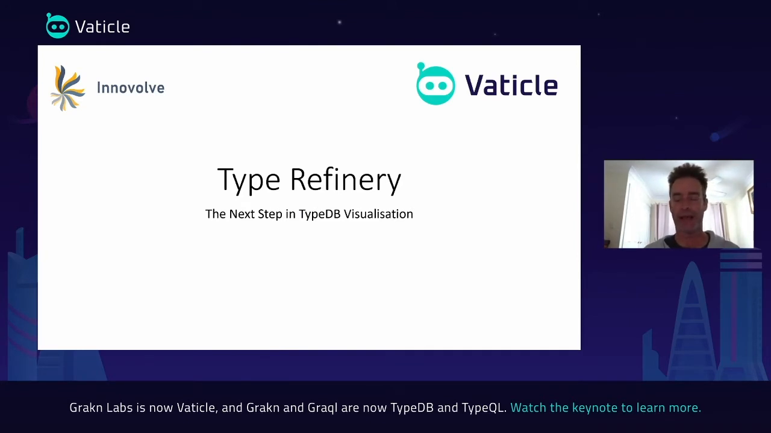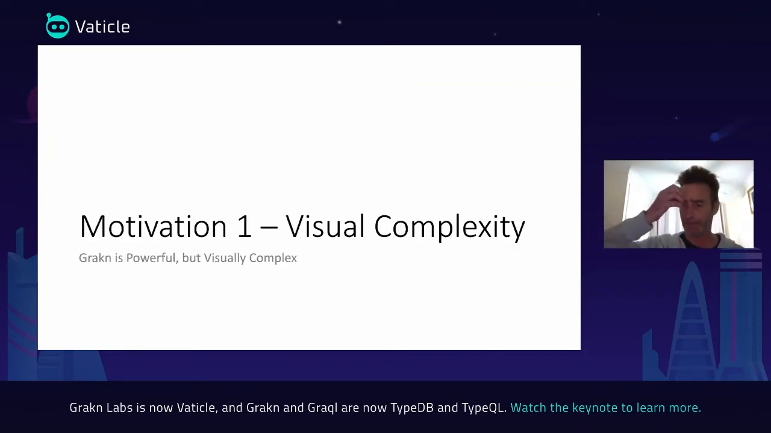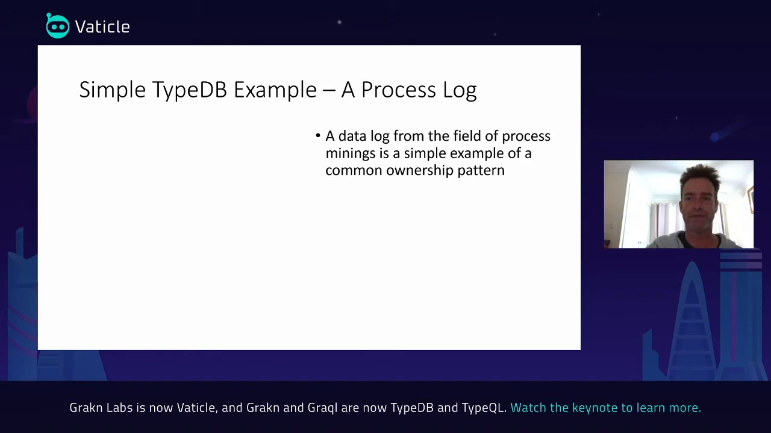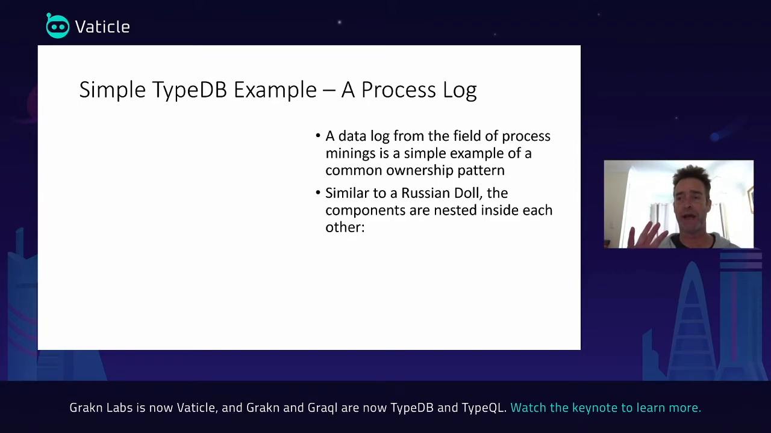Type Refinery is the next step in TypeDB visualization. It came about when I was working with Graken, as it was called then, about 14 months ago, on process mining. For those that know my interests, I'm very interested in time, and process mining is a key way of dealing with time. Process logs are very simple, a common kind of Graken data design pattern.